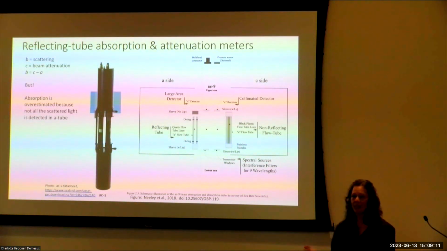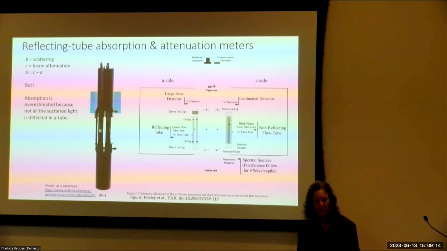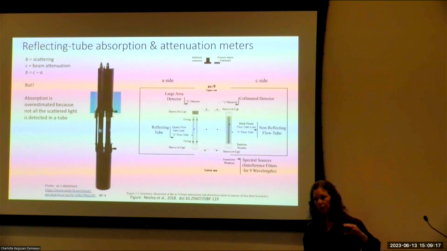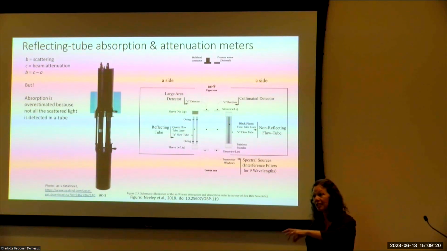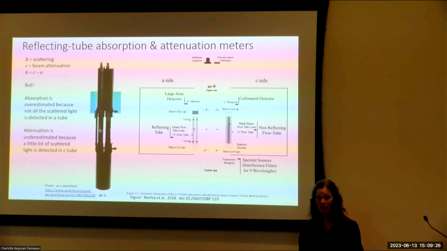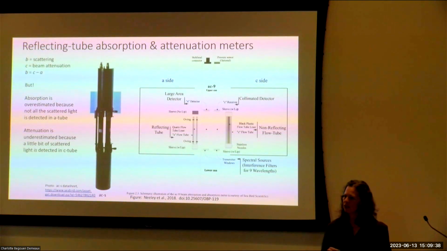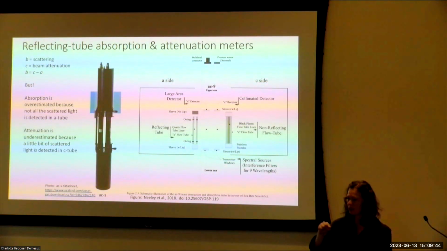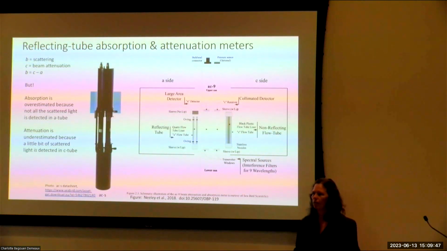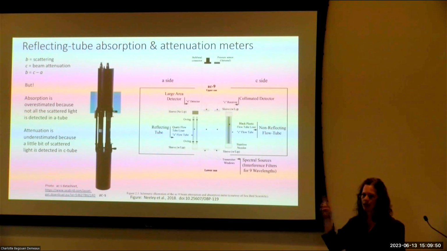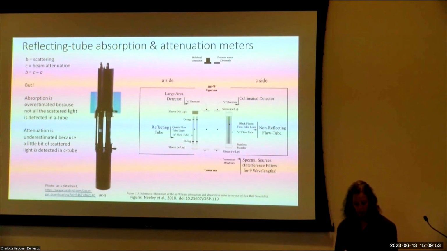As I was just saying, for absorption, some of the scattered light is lost and not detected on the A side, and so the absorption is overestimated. The sensor sees less light than it should based on what was actually absorbed. And attenuation is underestimated because some of the scattered light is collected, even though by definition we don't want it to be. The acceptance angle of the detector on the C side is close to 1 degree, and there are instruments out there that have a tighter acceptance angle, much less than 1 degree. So you can really see the difference in the scattered light that is collected by the AC meter C side. So we have to do some correction.